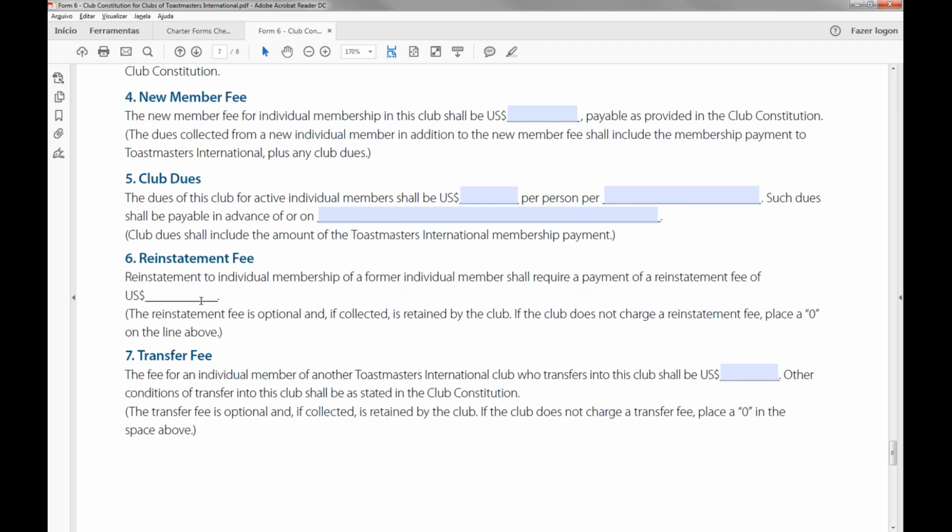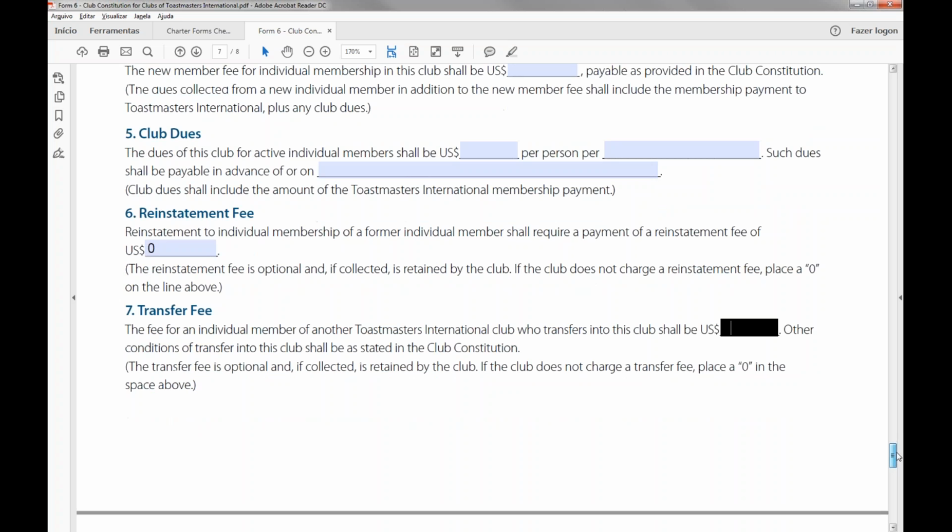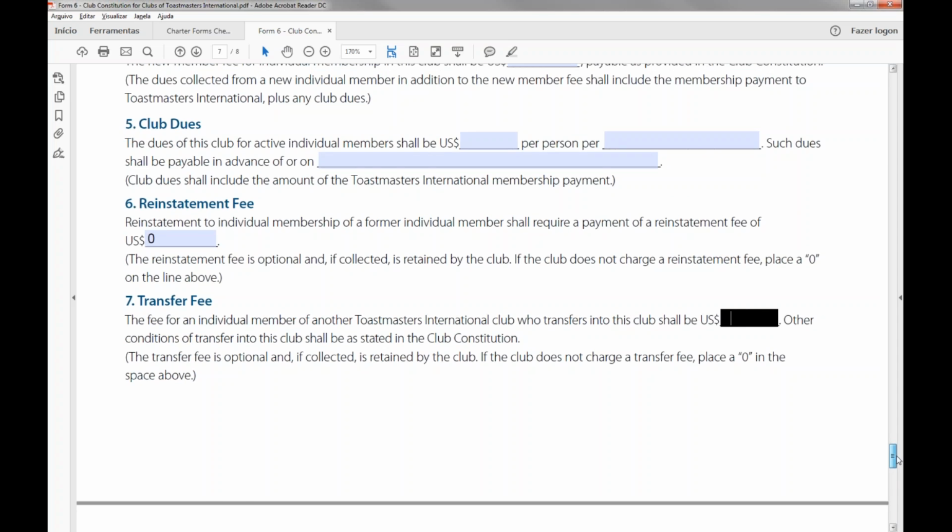That's the normal situation in most of the clubs in our district, so they don't have any reinstatement fee. Also, you can define a transfer fee, because it will give some work to you, and if there is a transfer, you can decide how much it is going to cost the members. Usually there is no transfer fee between clubs, but you can decide whatever. So if you decide something differently, you need to specify here.